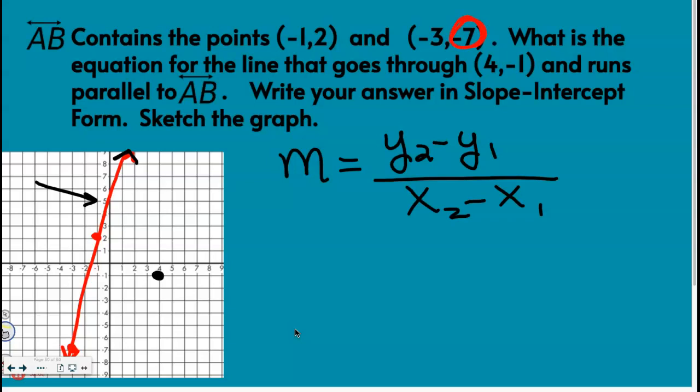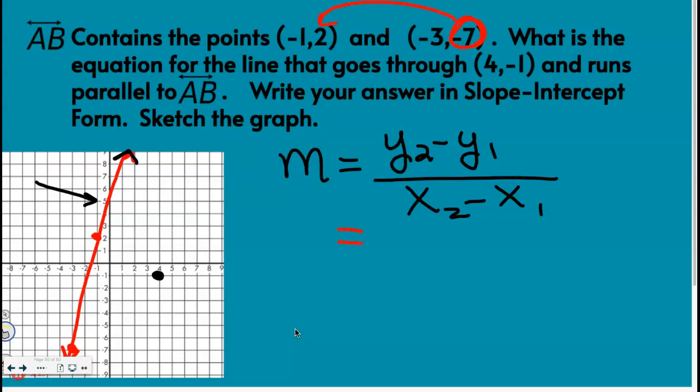So somebody last hour said, couldn't I just rise and run? And I said, yeah, but let's pretend you didn't see the graph. I'm doing it so you have a visual, but on your test there will be graph paper sitting here. So she said, well, I just went up 9 over 2. And I said, well, okay, but let's make sure you know how to use the formula.